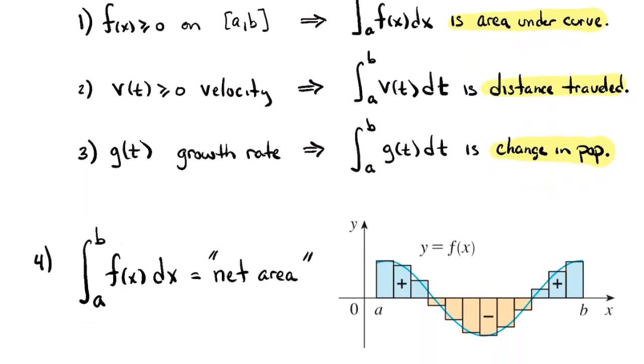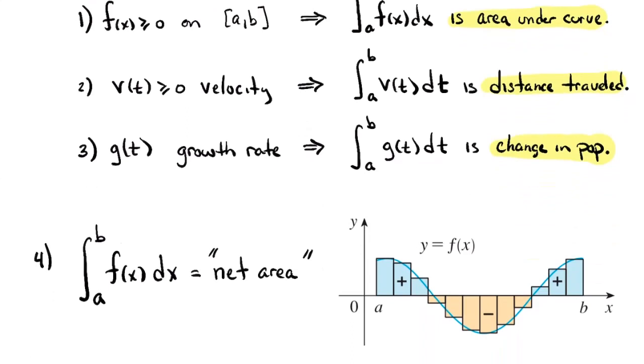The fourth example, I want to include a little picture. The author calls the integral, if you relax the restriction that f be greater than or equal to 0 on the interval, then the author calls this integral the net area. So what is net area? Well, let me explain it to you.